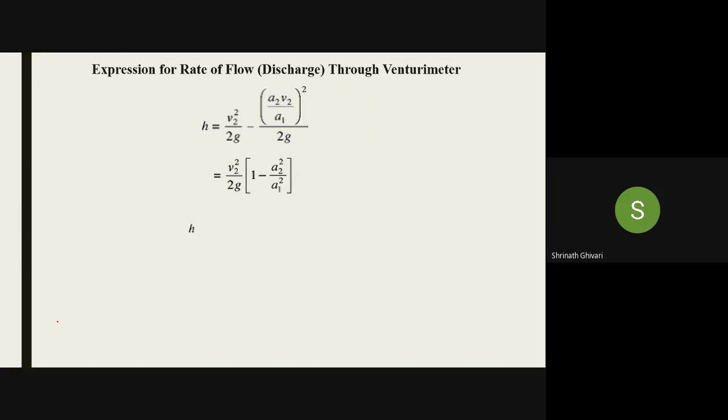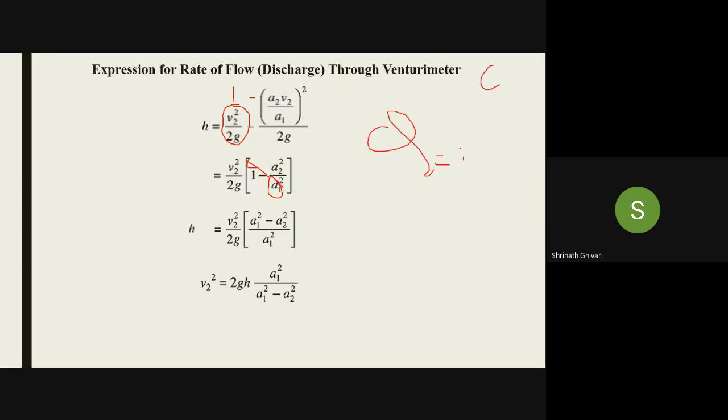So what is V2 square by 2g times 1 minus A2 square by A1 square? If you take V2 square by 2g as common, what will remain? 1 minus A2 by A1 whole square. Then H equals V2 square by 2g times A1 square minus A2 square, divided by A1 square. Then I want it in terms of V2, because I want to calculate the discharge now, Q equals A2 V2. So V2 square equals 2gh into A1 square divided by A1 square minus A2 square.